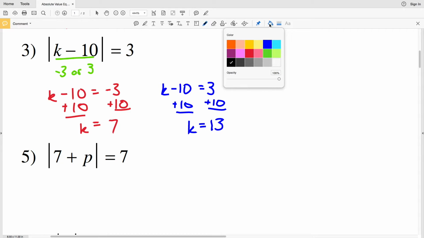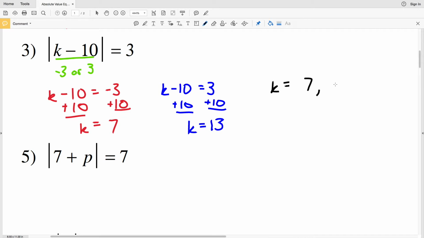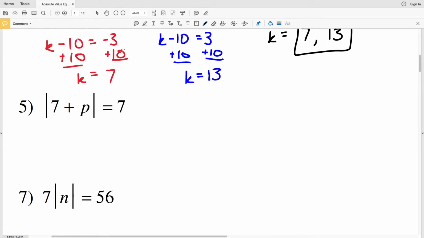So the answer for number 3 is that k is equal to either 7 or 13, because 7 minus 10 gives us negative 3, and the absolute value of negative 3 is 3. And 13 minus 10 gives us positive 3, and the absolute value of positive 3 is equal to 3.